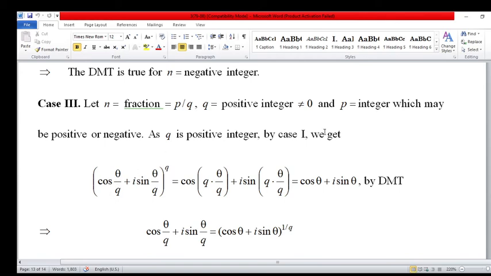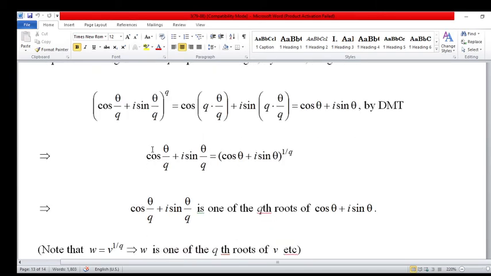So we get (cos theta upon q plus i sin theta upon q) raised to the power q, and apply De Moivre's theorem. So this is cos (q into theta upon q) plus i sin (q into theta upon q). q cancels, so this is cos theta plus i sin theta. And now the left-hand side, cos theta upon q plus i sin theta upon q, is equal to (cos theta plus i sin theta) raised to the power 1 upon q. So here the power is q, and when the power is transferred, we obtain 1 upon q.